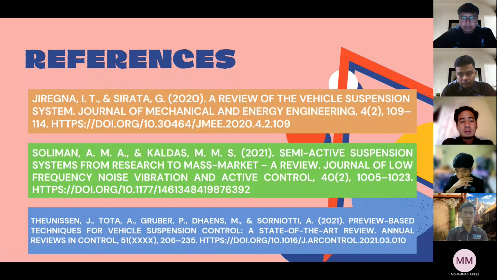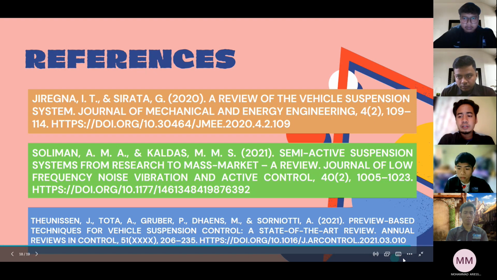And this is our reference for our literature review. The first reference we use is Jeregna and Sirata 2020 about a review of vehicle suspension system, The Journal of Mechanical and Energy Engineering. Second is Soliman and Caldas 2021, semi-active suspension system from research to mass market. And lastly, we use the reference by Tunisian, Gruber, Dance and Sorniotti 2021 about preview-based technique for vehicle suspension control. That's all from us. And thank you.